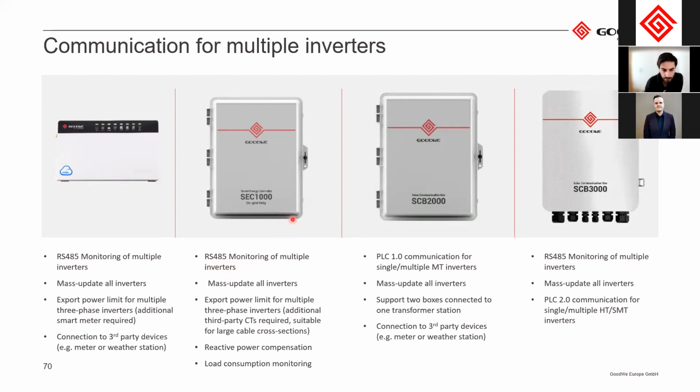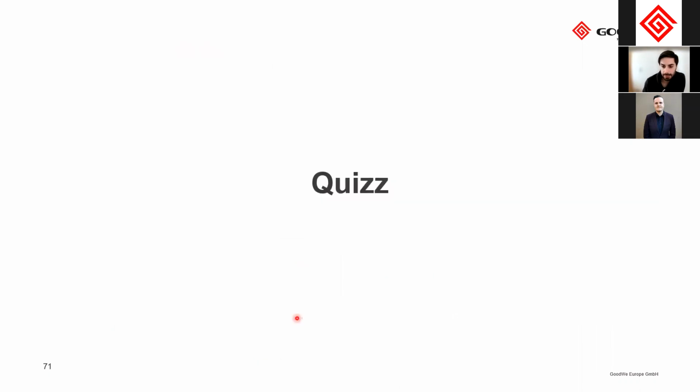So also to this one, you can connect up to 6 inverters and then connect the third-party CTs and size them accordingly to your installation. And then you can have this load consumption monitoring as well as the export power limit. And I think that was it.